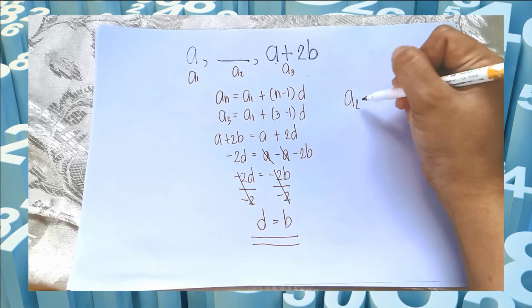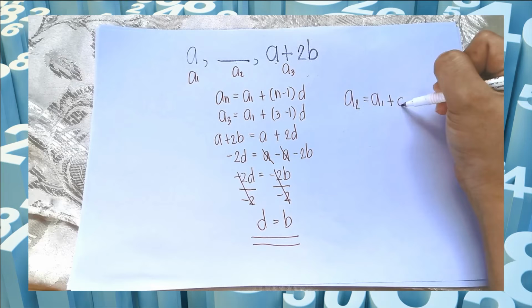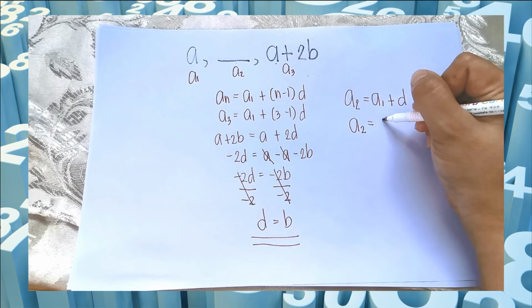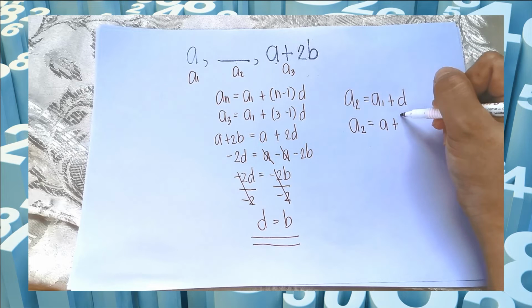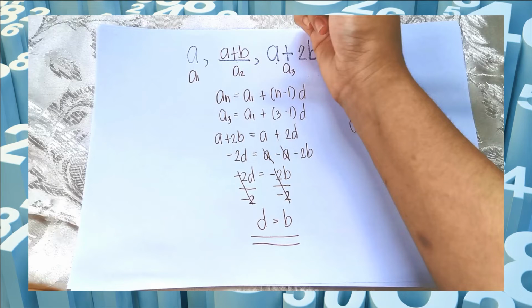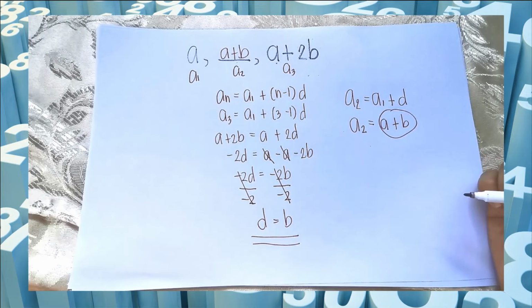To get the second term, we just need to add the first term to the common difference. We have a sub 1, which is a, plus the common difference, which is b. We have a plus b. The missing arithmetic mean is a plus b.